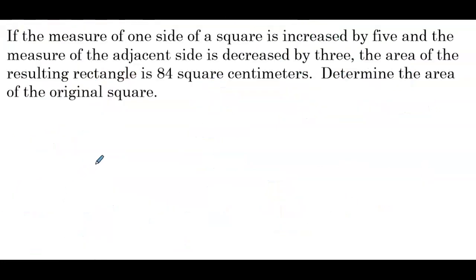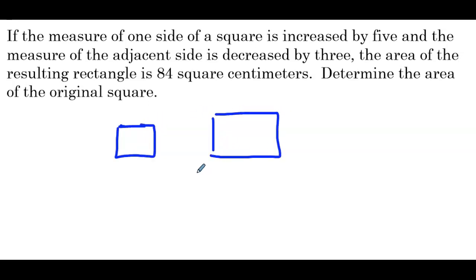If the measure of one side of a square is increased by 5 and the measure of the adjacent side is decreased by 3, the area of the resulting rectangle is 84 square centimeters. Determine the area of the original square. So we have a lot going on in this word problem. So let's start by drawing a square and a rectangle to create the relationship between the two. So we have a square, and then we're turning that into a rectangle.